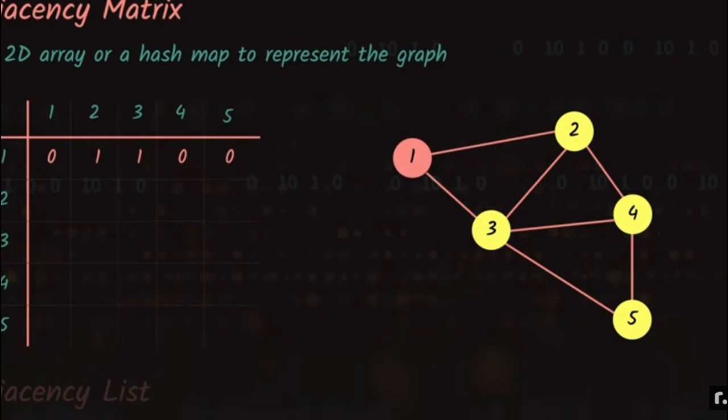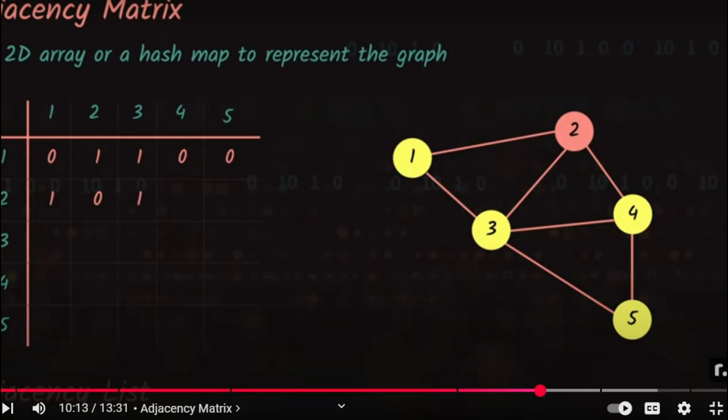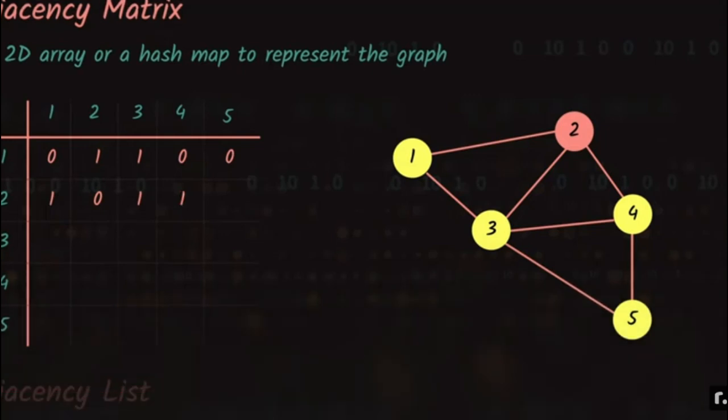Alright, so now we will move to the second row, which is the node 2. Now we do have an edge between 2 and 1, so we will put 1 here. 2 of 2 will be 0 because we don't have any edge between 2 and 2. 2 of 3 will be 1 because we do have an edge. 2 of 4 will be 1 because we do have an edge between 2 and 4. And 2 of 5 will be 0 again because we don't have any edge between 2 and 5.